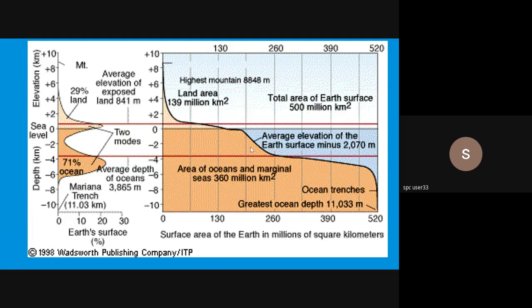You'll see the relief between the highest point of the earth and the lowest point of the earth as such, and on the x-axis here, it's so many million kilometers. The total area of the earth is 520 million square kilometers. Just to give you a comparison, India, by the way, is 3.2 million square kilometers. China is 9.6 million square kilometers.